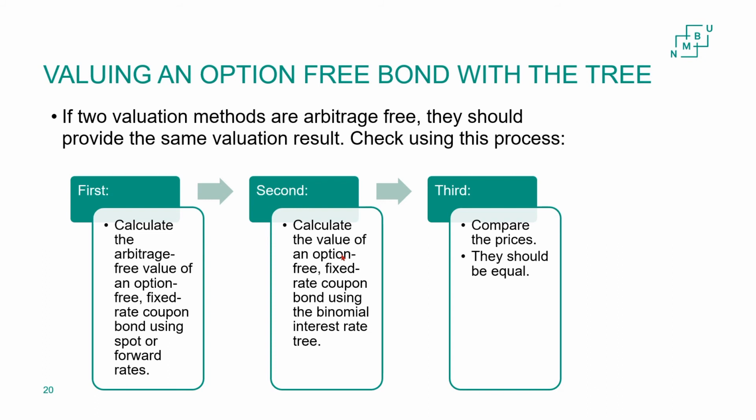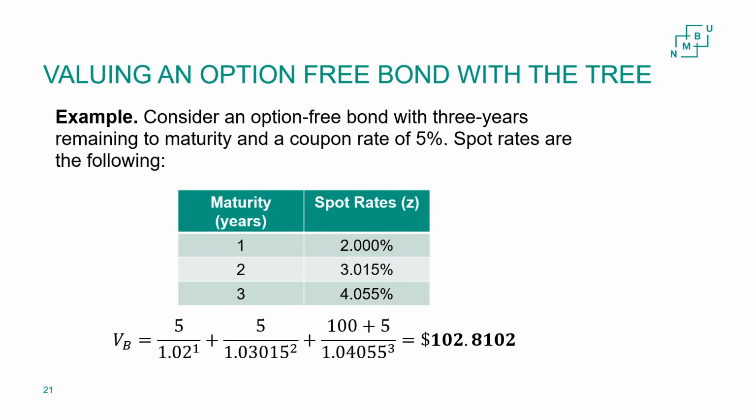What you do then is to calculate the value of the same bond using your binomial interest rate tree. Okay, so if these prices are equal, then your tree works. Then your tree is arbitrage free. To see how this works, we can go through an example.